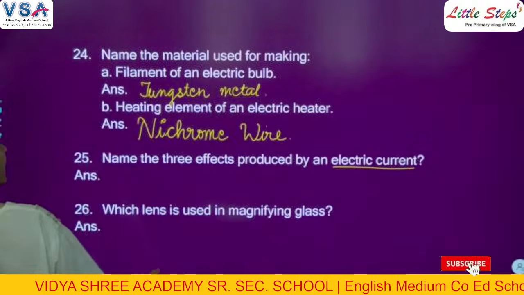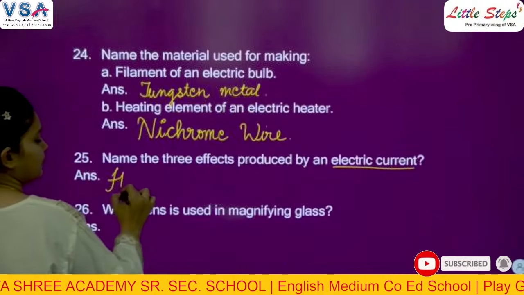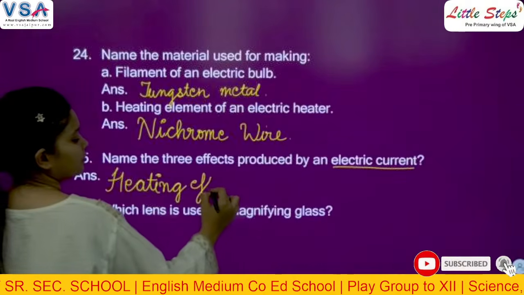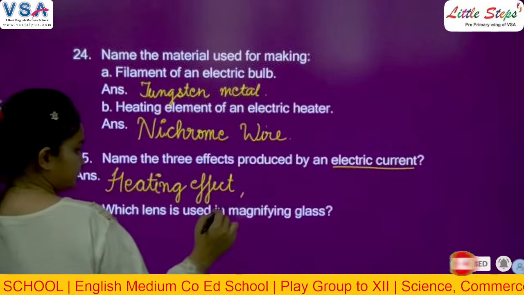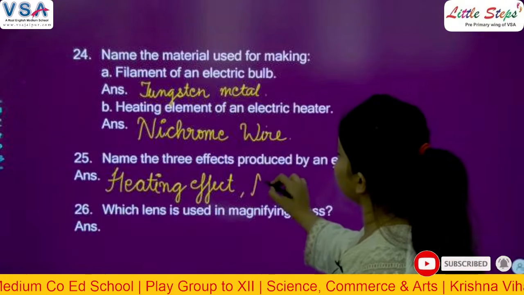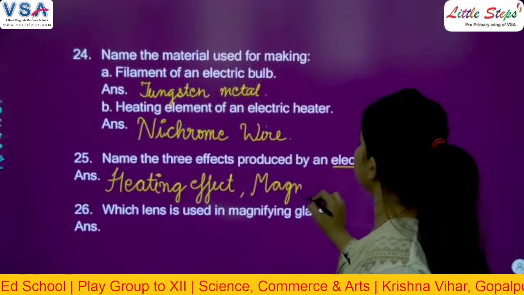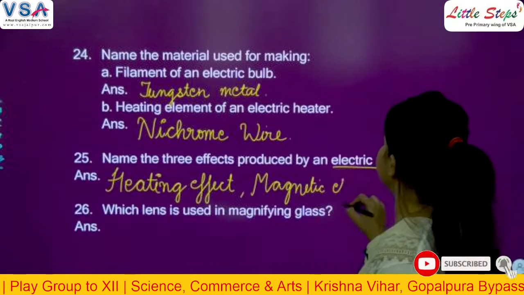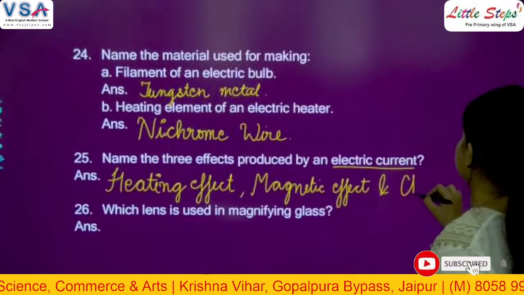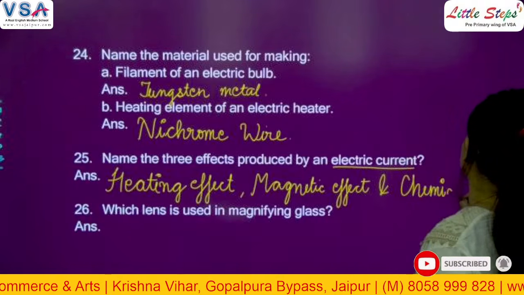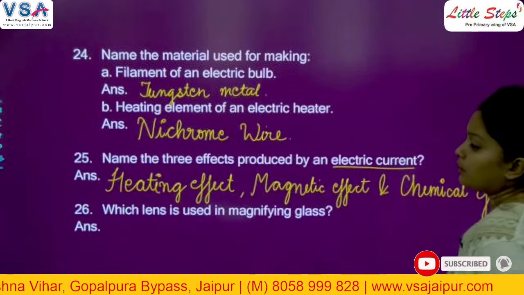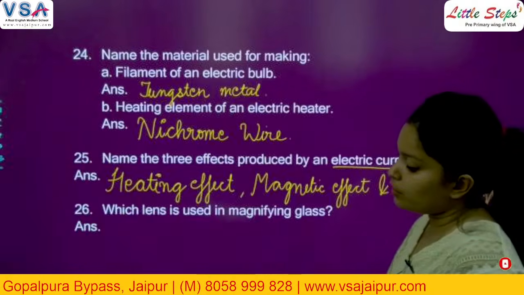Tell me the three effects that we have in electric current. That is heating effect, and what is the second one? After heating we have magnetic effect, and lastly what we have? Chemical effect. This is it. Moving on to next, 26th question.